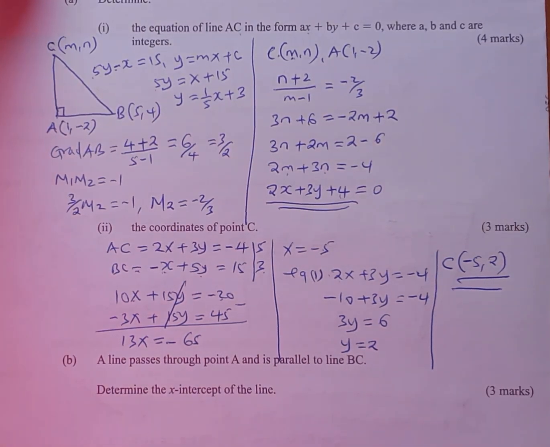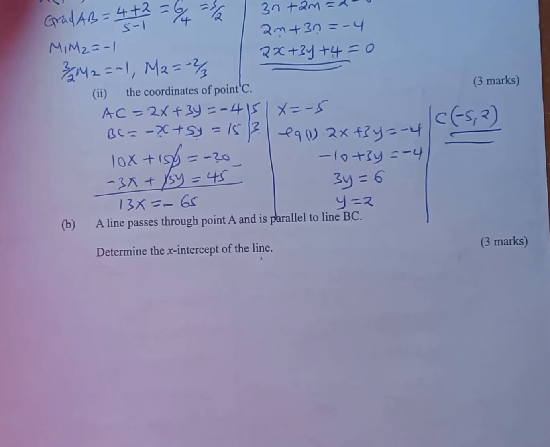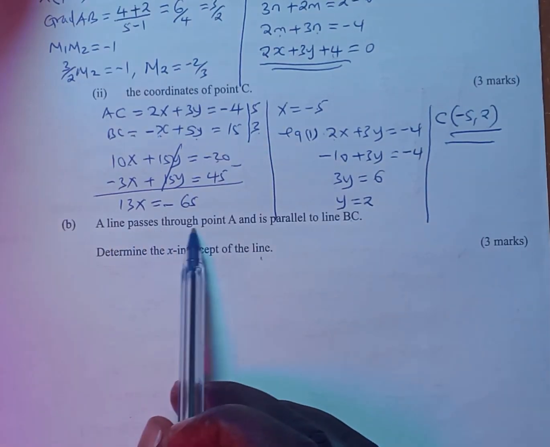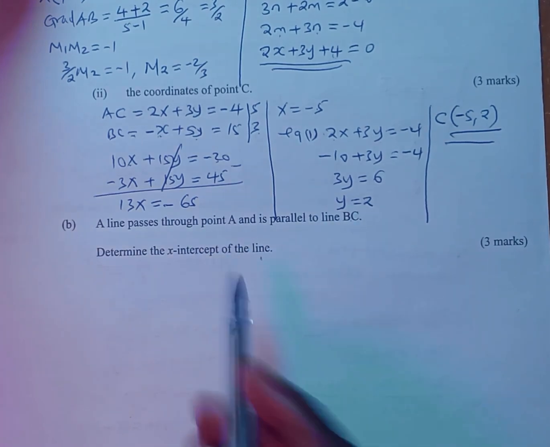We are moving to part B. A line passes through point A and is parallel to line BC. Determine the x-intercept of the line. We know at x-intercept the value of y is always 0. So we are told a line passes through point A and is parallel to BC.